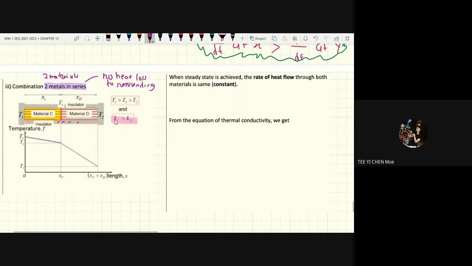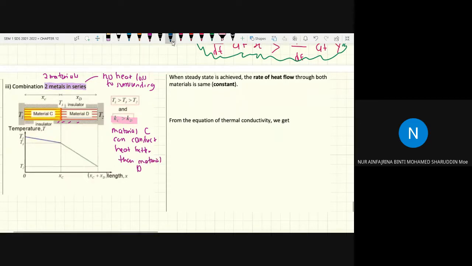Any? Material... very good. C. Very good. So material C conducts heat. Betul, very good. Kenapa? Sebab K dia tinggi. Okay, Miss tulis: Material C can conduct heat better than material D. Kenapa? Sebab thermal conductivity for C is greater than thermal conductivity for D. So sebab itu contohnya material C ni kan dia dapat conduct heat better.